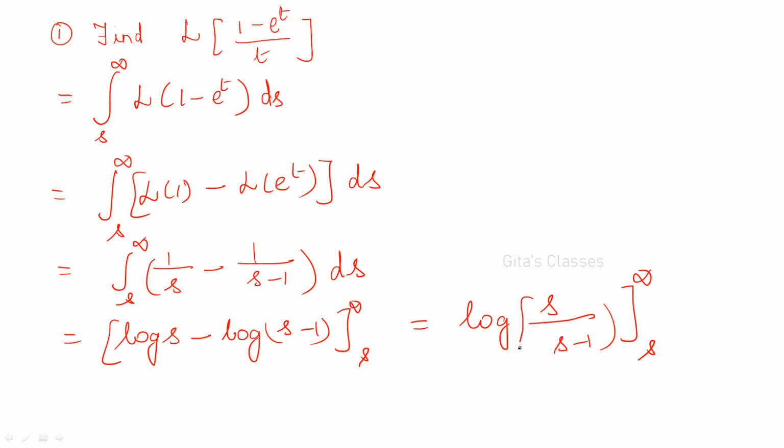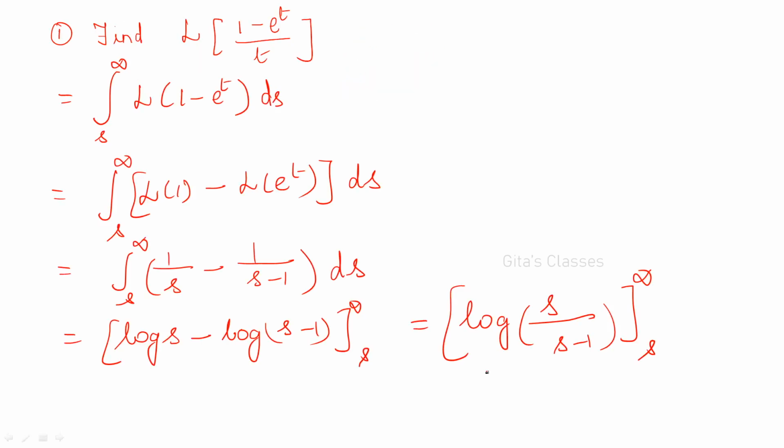Like this, we have integrated with respect to which variable? S. So for s you have to apply the upper limit and the lower limit. When you apply upper limit, log of infinity, okay. We cannot find out log of infinity. So what you have to do is, try to express that in terms of 1 by s, okay. So s by s minus 1 you have, so you take this s outside so that it will get cancelled.